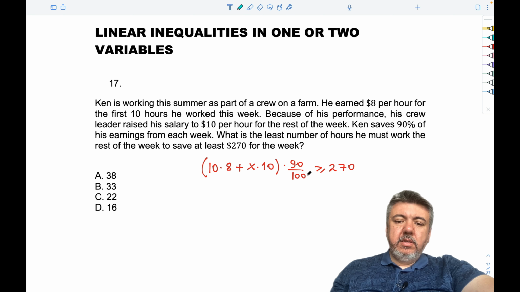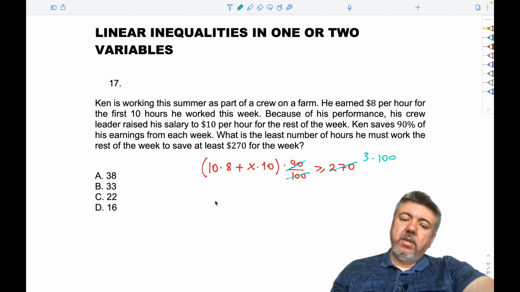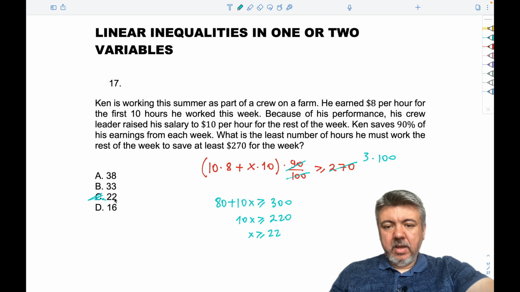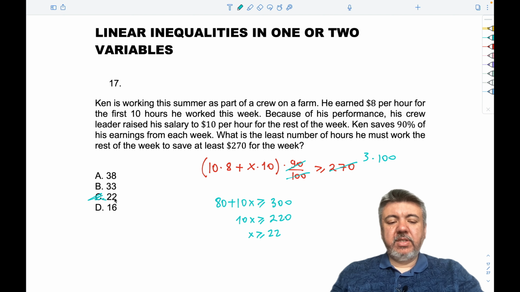Okay, divide both sides with 90. Here it's 3. Multiply both sides with 100. 80 plus 10x is greater than or equal to 300. 10x is greater than or equal to 220. X is greater than or equal to 22. So at least 22 hours will give him at least $270 for the week.